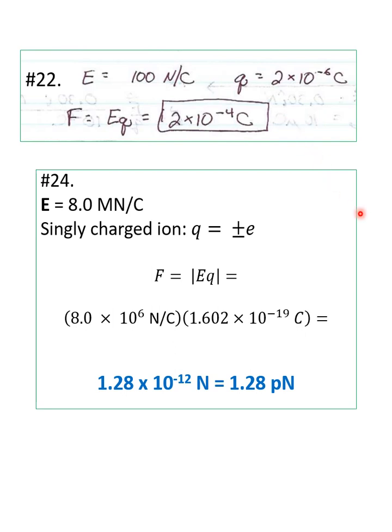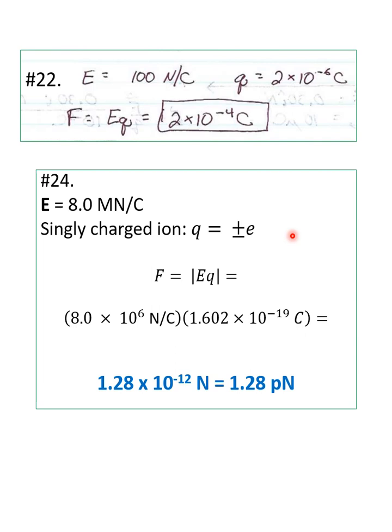Number 24 says the electric field inside a cell membrane is 8 meganewtons per coulomb. What is the force on a singly charged ion in this field? So here we have the electric field is 8 meganewtons per coulomb. That's 8 times 10 to the 6 newtons per coulomb. A singly charged ion. So this is an atom that has either an extra electron, or it's missing an electron. So the charge is either plus or minus E.